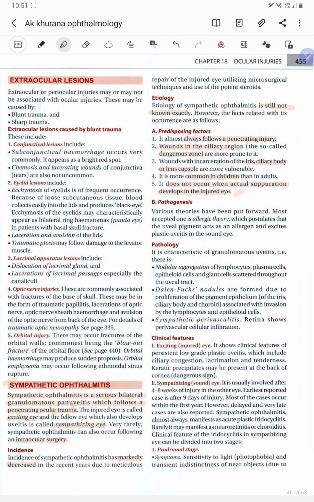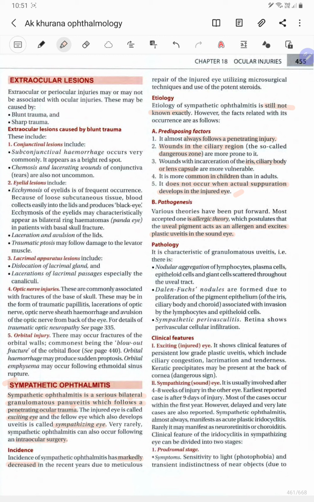Now, talking about pathogenesis, the most accepted theory is the allergic theory, which says that the uveal pigment acts as an allergen and excites the plastic uveitis in the other eye, the better eye, the sound eye. Okay, this is the etiology.